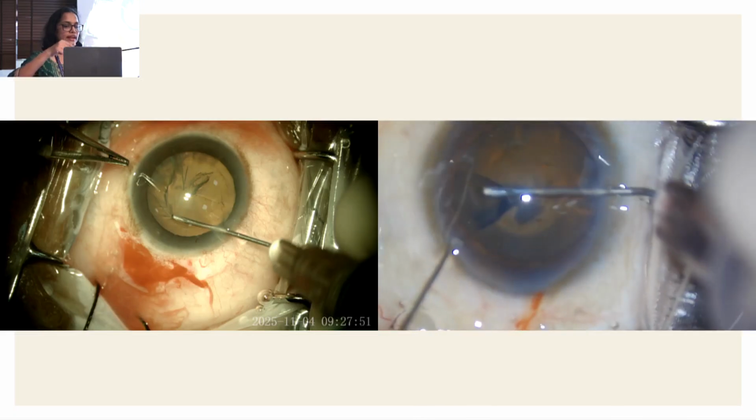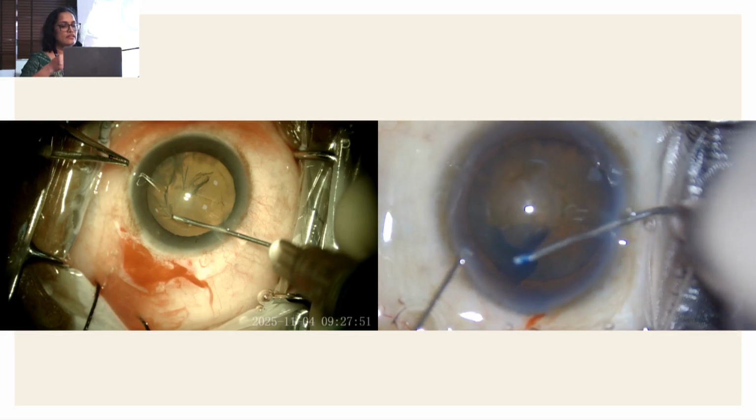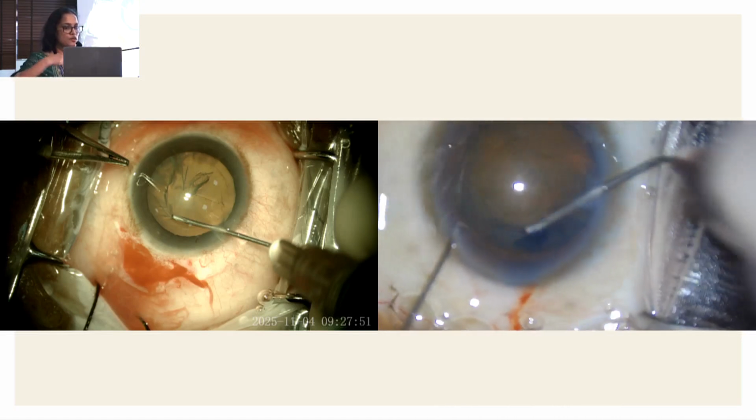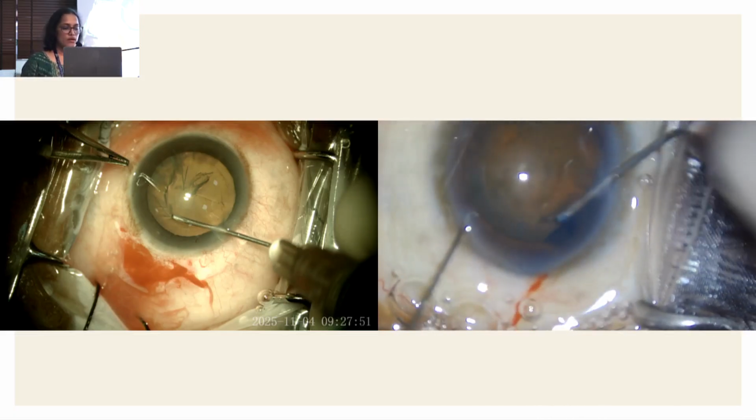So learn techniques like spiraling of the rhexis and using the Vanus. You can see the spiraling now, so that the rhexis should be at least 5 mm in size.